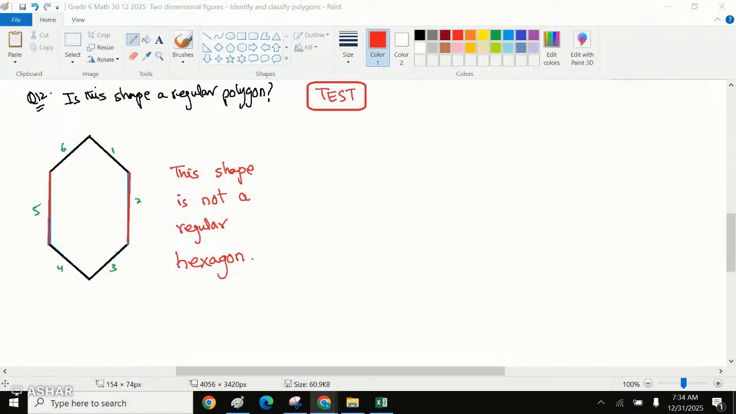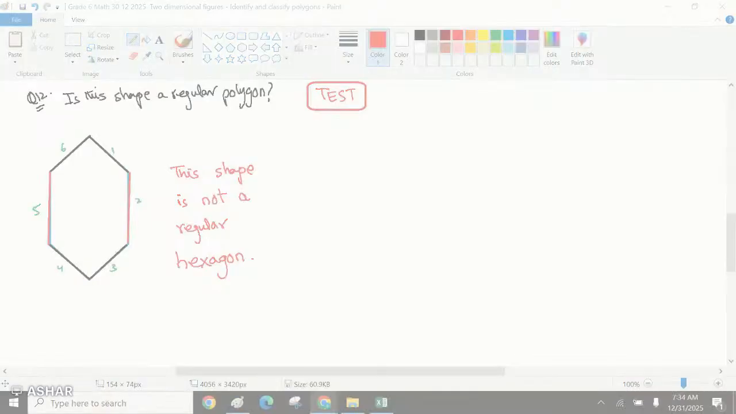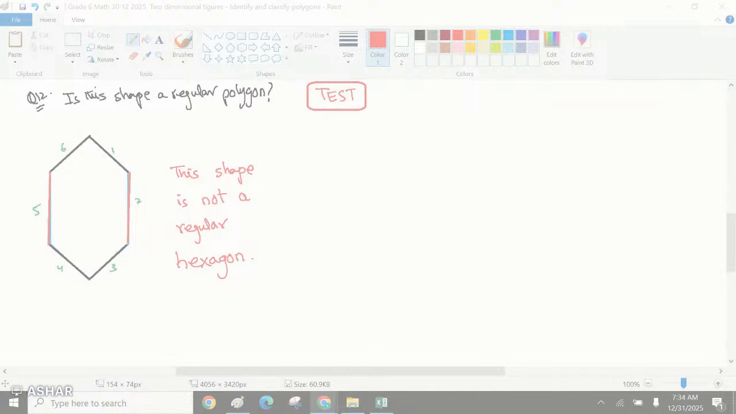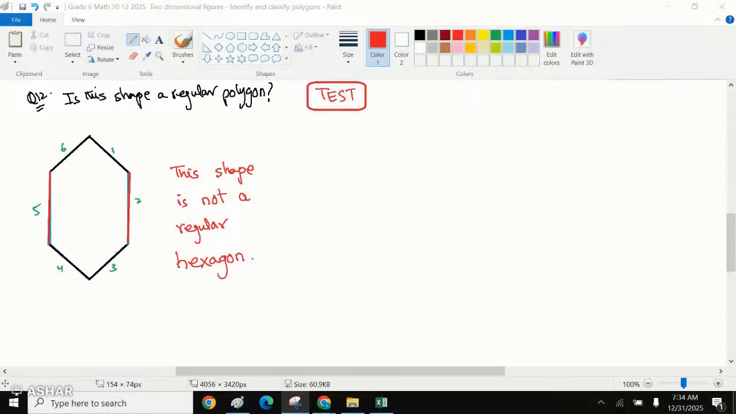The next one is, okay. The question says, is this a polygon? Just give me a second. I'll just copy the question on the screen. It's a simple yes and no, and there are only 10 questions. The first question of the test says, is this a polygon?